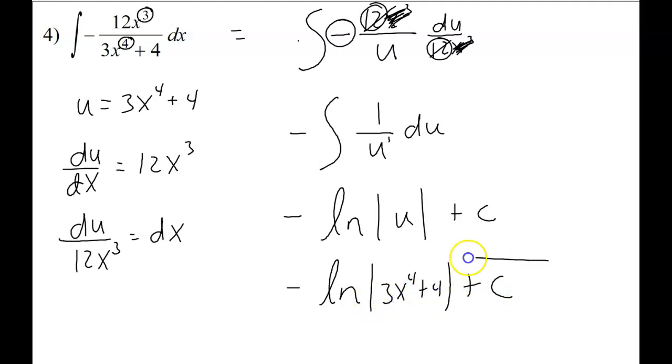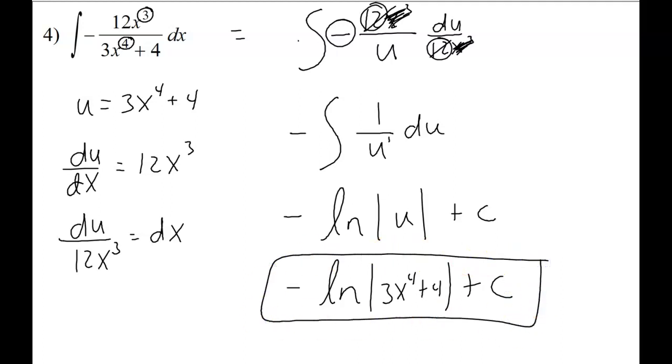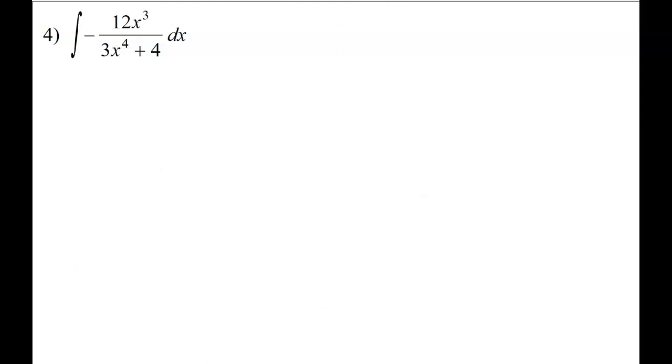So how did I know to do a u-sub problem? Because this power was 1 more than this power. In that case, you just make the entire denominator equal to your u. And when that happens, a lot of times it will turn out to be an ln problem. It may not, but a lot of times it can. So let's go ahead and move on to another problem here.